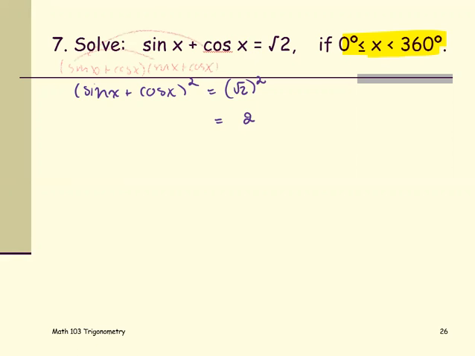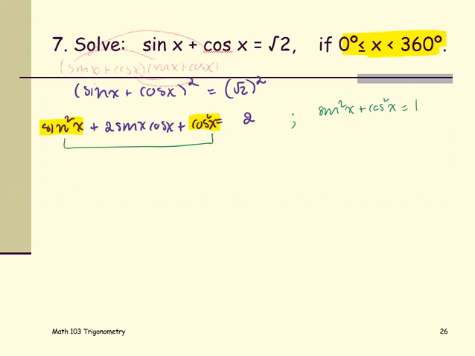So we use the FOIL technique. We're going to get sine square x plus 2 times sine x cosine x plus cosine square x. With this, we can see sine square x and cosine square x can be combined to be 1 by using the Pythagorean identity. Make a note here, sine square x plus cosine square x equals 1. So these two terms combine and are replaced by the value 1.